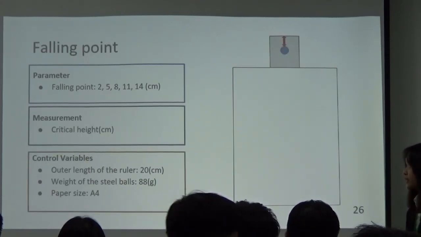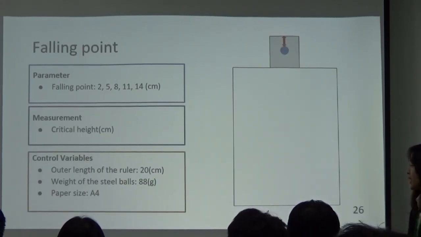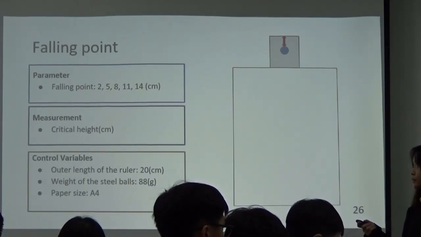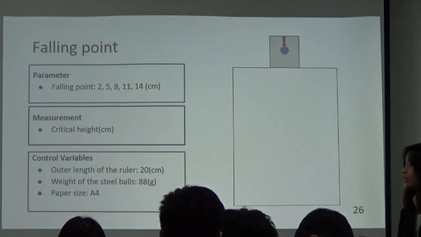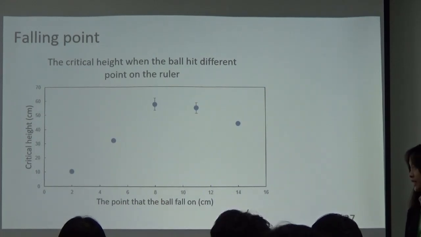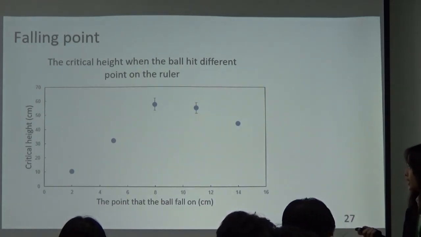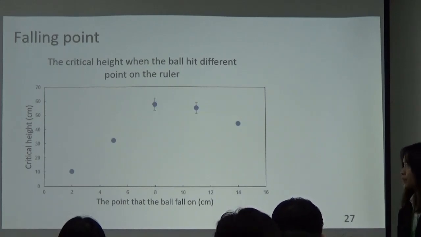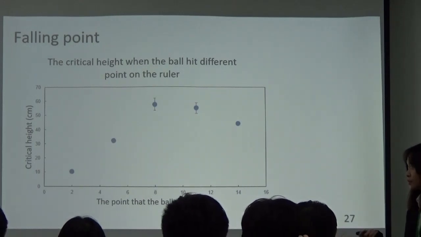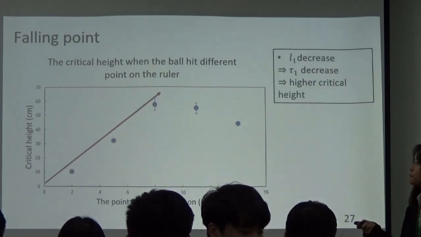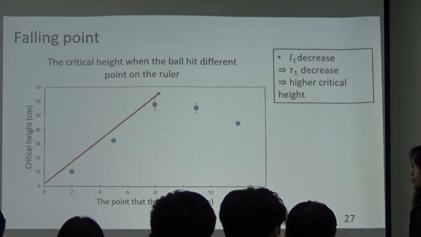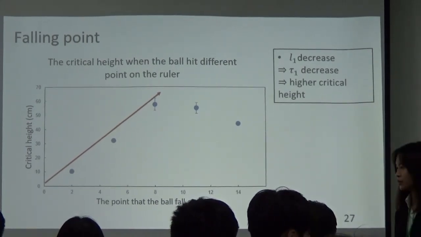One is the falling point. We define our falling point as the distance from the end of the ruler to the point we fall on, in five sizes from 2 to 14. And we also measure the critical height. Not as we usually think, the critical height doesn't just increase, but first rises and then falls. It's because when we fall on a point that is closer to the table, the force arm will decrease. It means that the torque provided to the ruler will decrease, so the critical height will be higher.